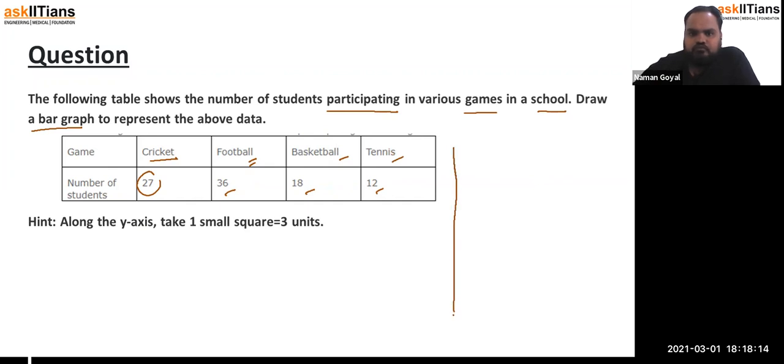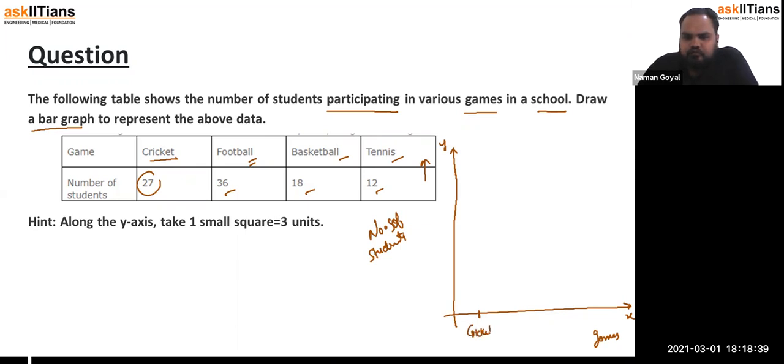Okay, so first of all we have to draw the x-axis. This is the y-axis. On the x-axis, what are we going to take? Games, right? On the y-axis, what are we going to take? Number of students, right? Okay. Now, first sport is what? Cricket. Second sport is what? Football. Third is basketball, I can take B ball, BA, right? Which is basketball, and tennis, right?